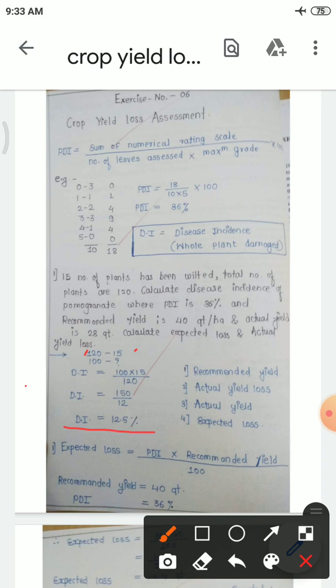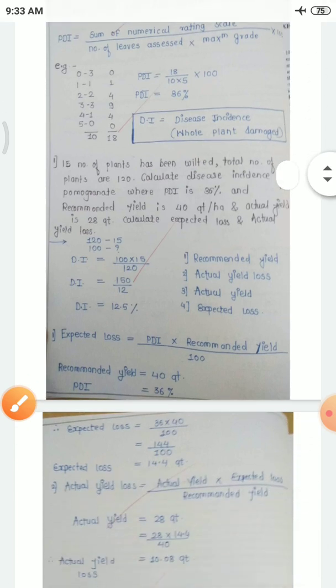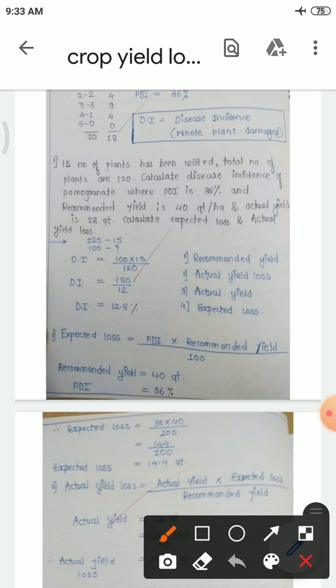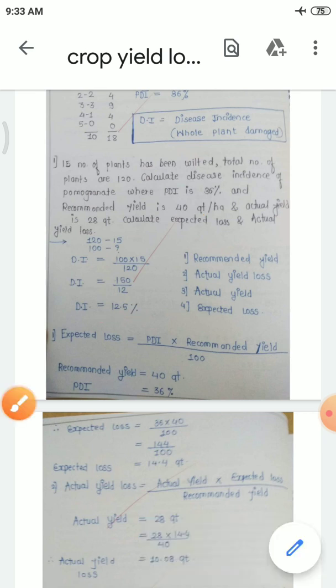Then we have to write the formula for calculation of expected loss on the basis of the given values, that is, expected loss is equal to PDI into recommended yield divided by 100. In the given data, recommended yield is given, that is 40 quintals. Then PDI is calculated, that is 12.5% here. So we have to put the values, recommended yield is 40 quintals, PDI is 36%.